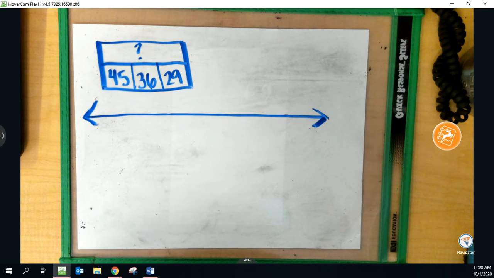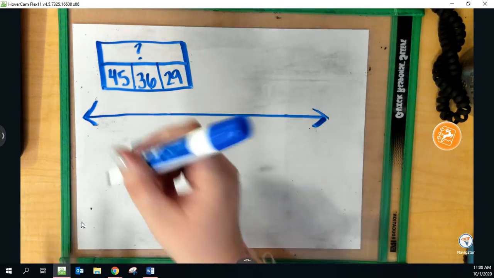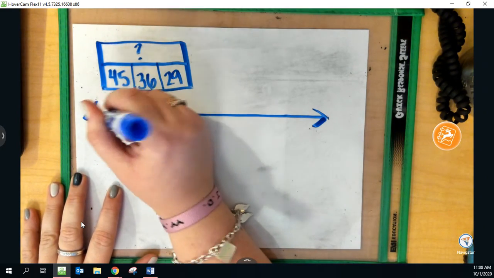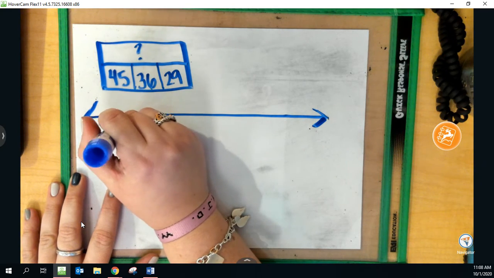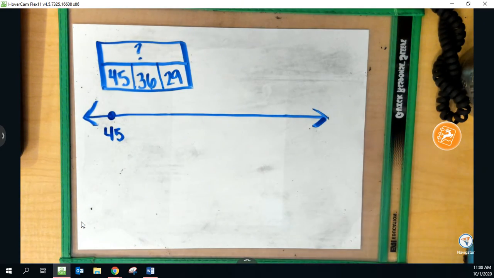Okay? But when you add, let's say 5 plus 3, do you count 1, 2, 3, 4, 5, 1, 2, 3? Or do we go, okay, 5 plus 3, 5, 6, 7, 8. We count on, right? So I'm going to start at 45 because that's that first number up there. Could I start at 36? Yeah. Could I start at 29? Yes. Absolutely. But I just chose 45 because that's third grade. And third grade's awesome.